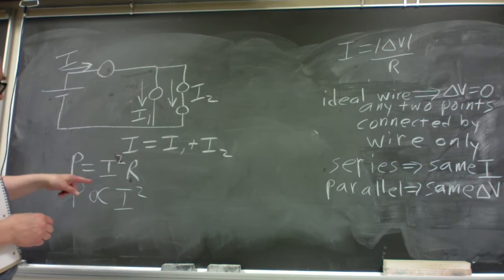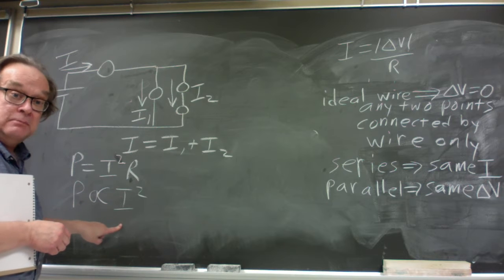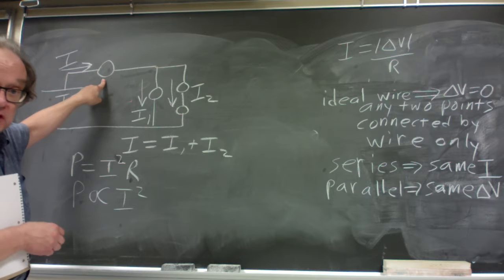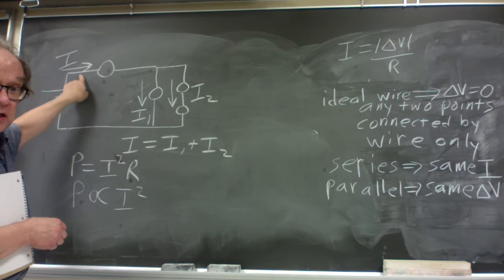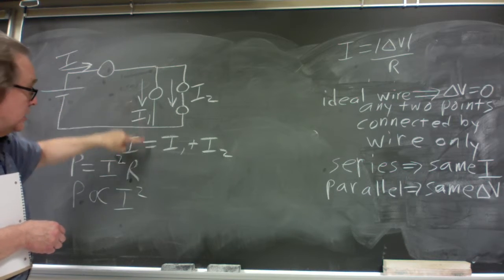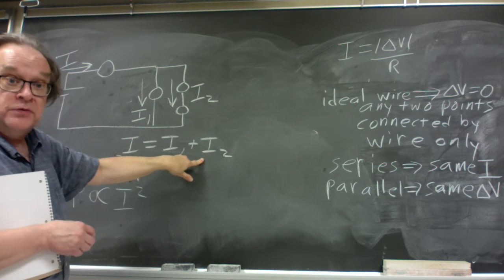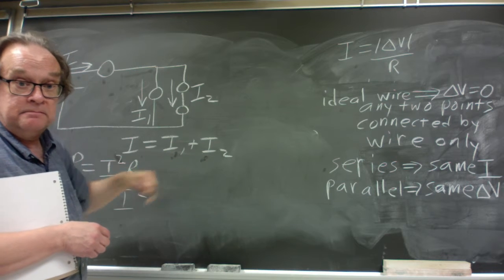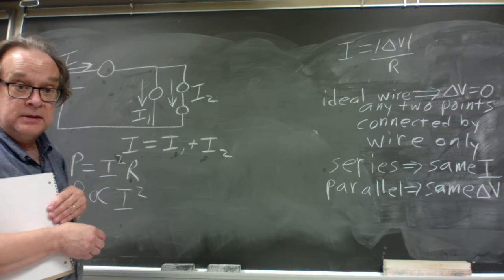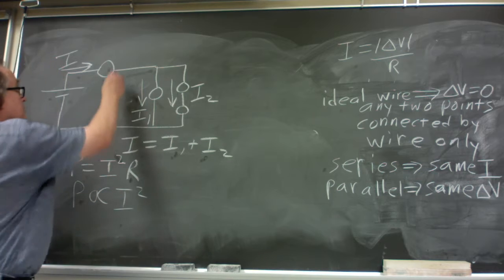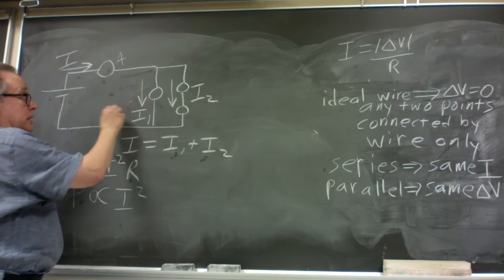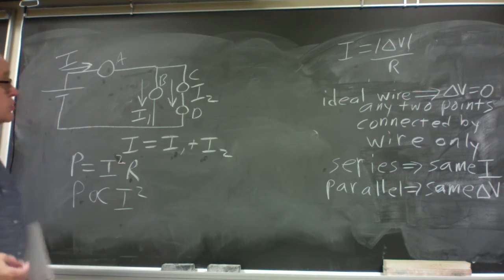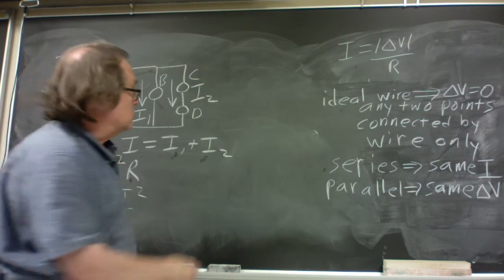So, ranking by power is the same as ranking by current. Well, clearly this one has the most current because it gets current I passing through it, and I is the sum of the other two currents, so these both have to be smaller than I. We'll call this light bulb A, B, C, and light bulb D. So light bulb A is the brightest because it has the most current.